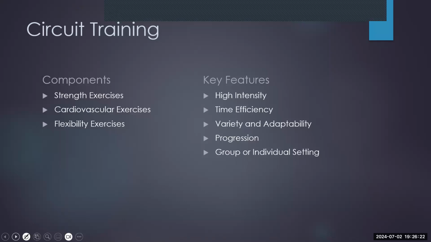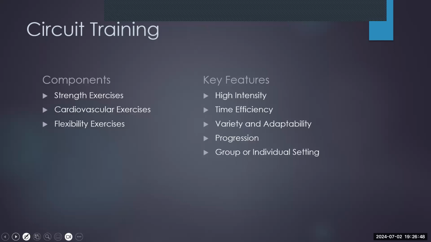All right. So circuit training, this is going to involve performing a series of strength, cardiovascular, and flexibility exercises in a sequence with minimum rest in between the stations. So strength exercises are going to include body weight exercises such as push-ups, squats, or lunges. They might have resistance exercises or functional movements.